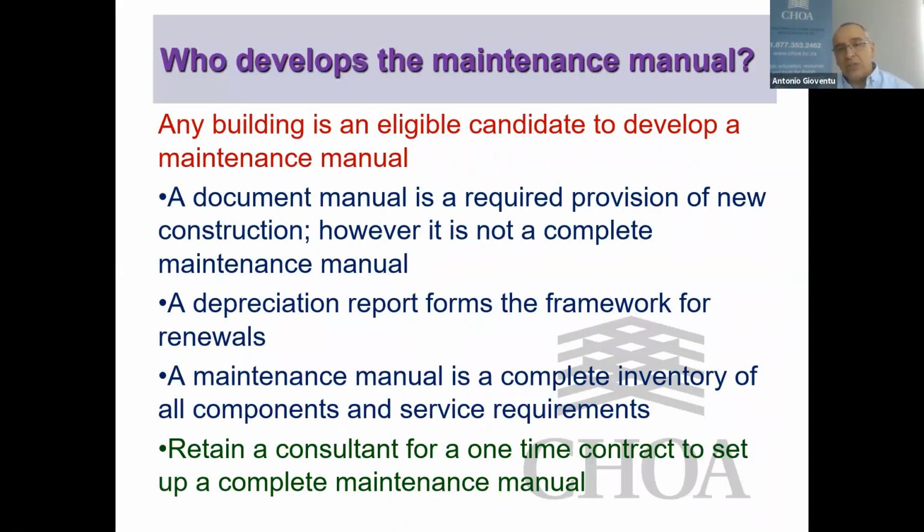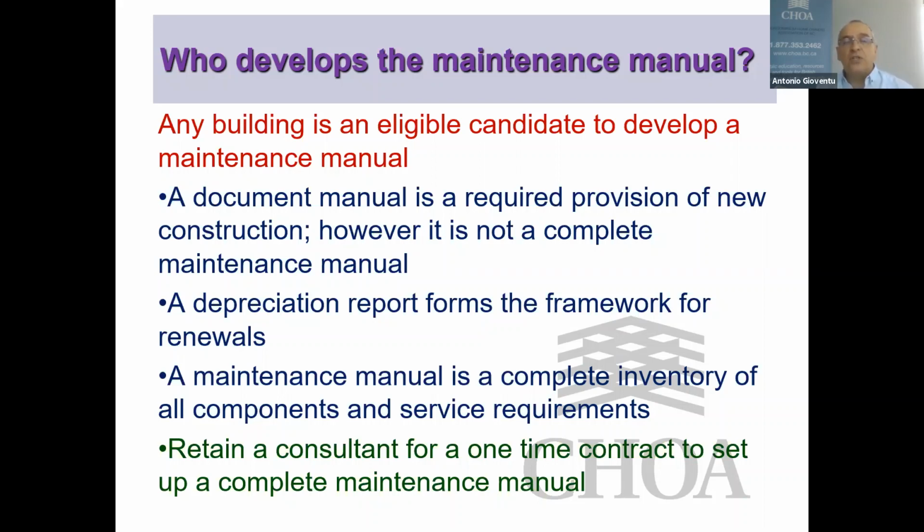Any building is an eligible candidate to develop a maintenance manual, even if you don't have a depreciation report. You're a 5-plex, or you're a 10-unit bare land strata. It's still beneficial to pull together all of the documents that you need, which we've itemized, to help you maintain and repair your property. General routine maintenance items on buildings can be just as complicated on a 5-plex as they can be on a 100-unit strata, depending on the design and the structure of the buildings.